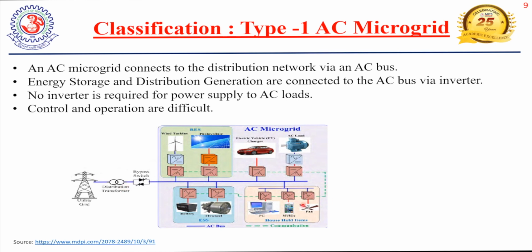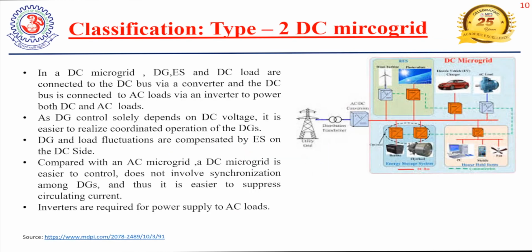Such a system, where we use the AC bus bar and from it supply the loads or utility grid, is known as an AC microgrid. I hope you understood what the AC microgrid is. Next you will see the DC microgrid.